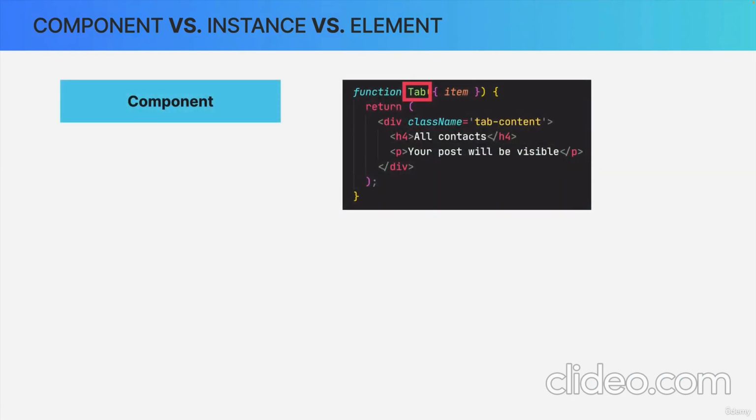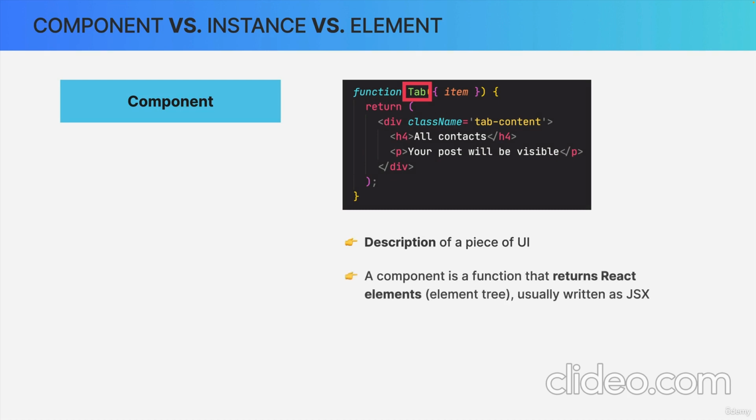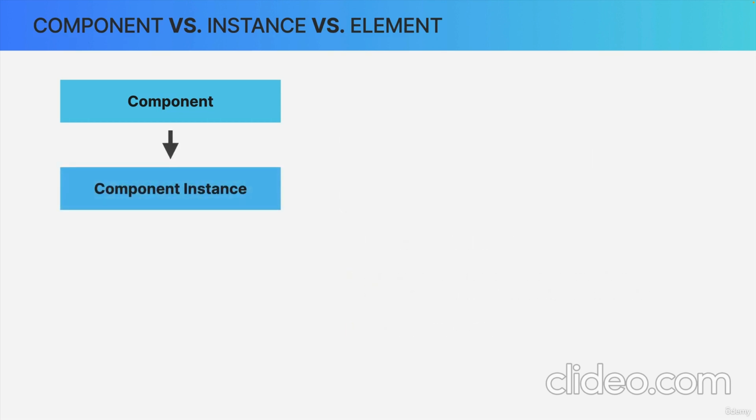So, components are what we write in order to describe a piece of the user interface. And a component is just a regular JavaScript function, but it's a function that returns React elements. So it returns an element tree. And we usually write these elements using the JSX syntax. Now, a component is a generic description of the UI. So we can essentially think of a component as a blueprint or a template. And it's out of this one blueprint or template that React then creates one or multiple component instances.